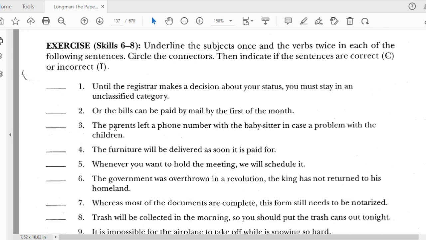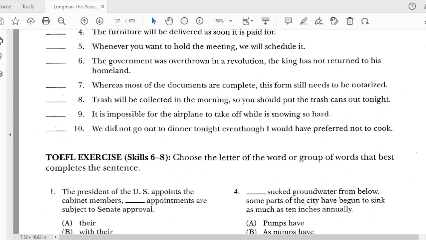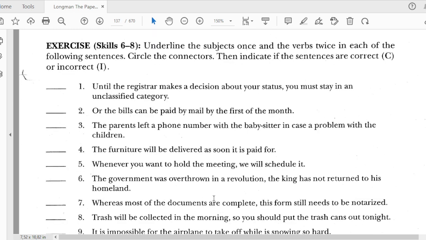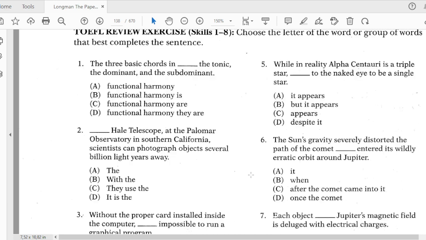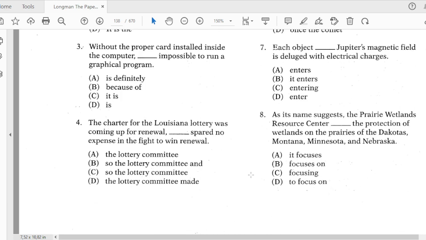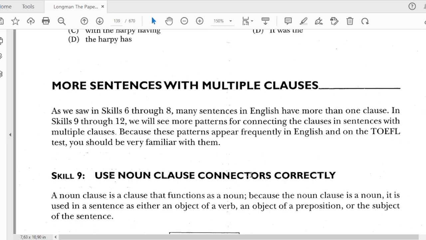Okay, exercise 6 and 8. Oh, ini dia 6 and 8. So your test will be based on this one. Sampai exercise 6 and 8, and then sampai 9, 10. 1 to 8, and then 9 until 10. More sentences with multiple clauses. As we saw in Skill 6 through 8, many sentences in English have two or more clauses.